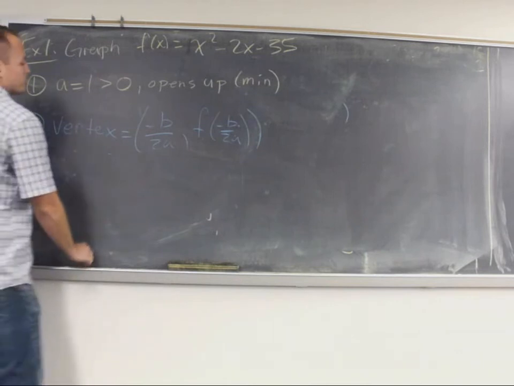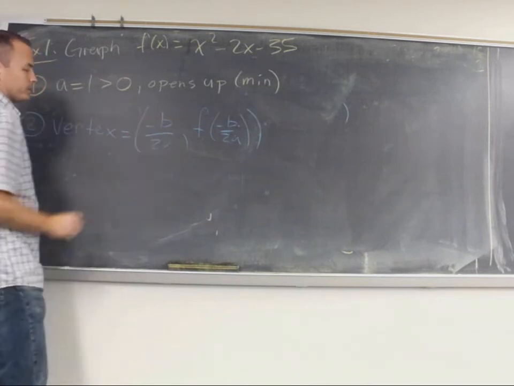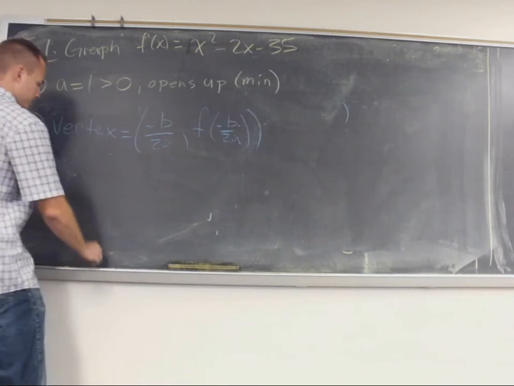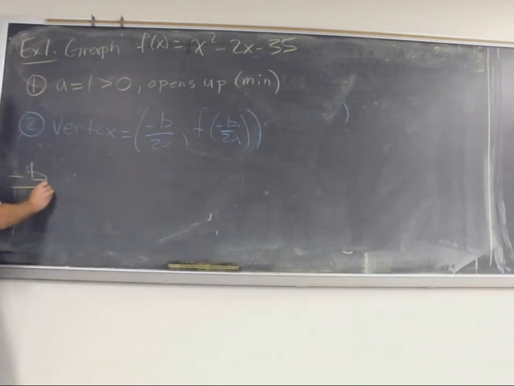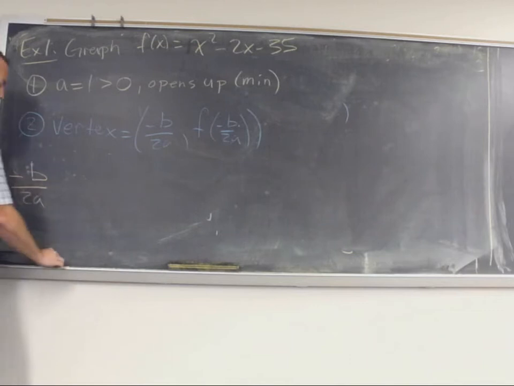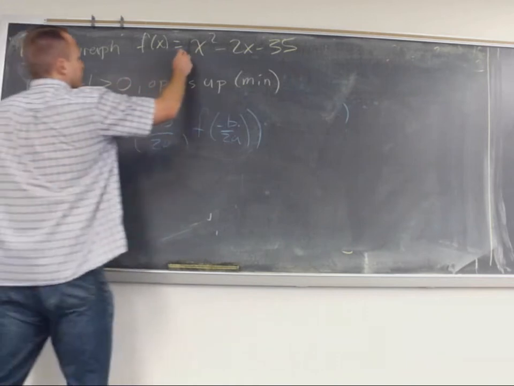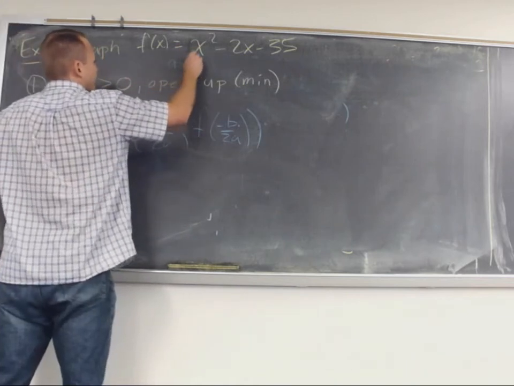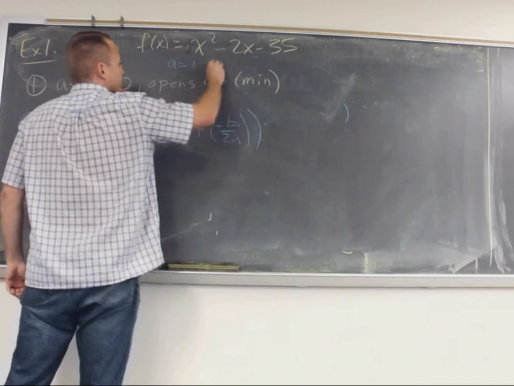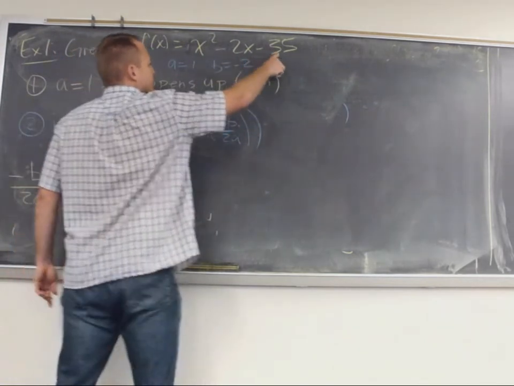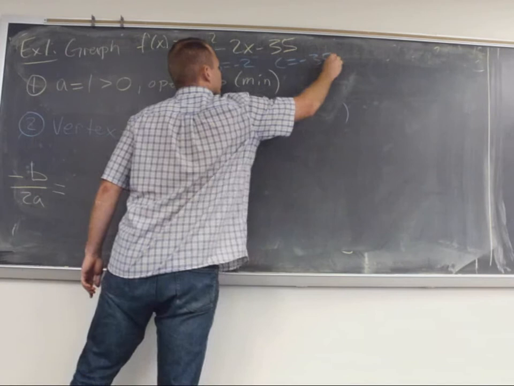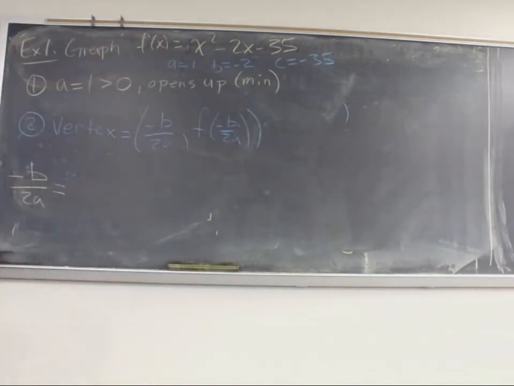So start by just finding the x value first, which is negative b over 2a. So do some side work. We're going to start over here with negative b over 2a, and we're just going to plug in these values. Remember where we find these values, b and a. So a up here is 1, b is negative 2, and c is negative 35. We're not going to be using c in this case, but it's still good info to write down.